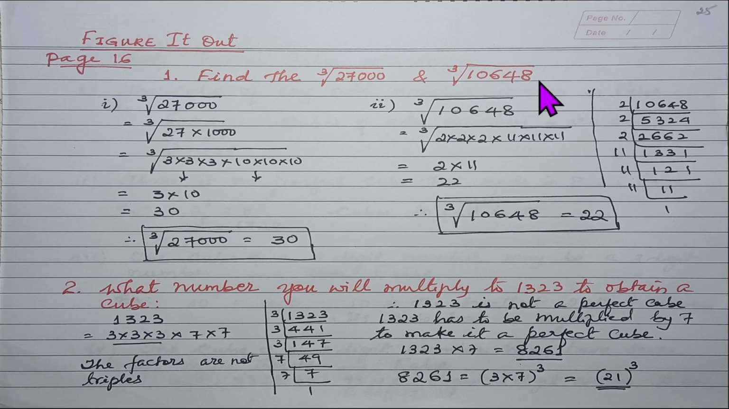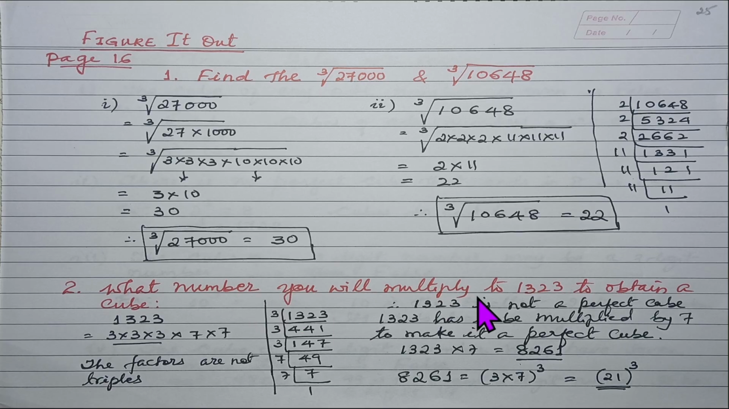Now the cube root of 10648. Find the factors of 10648. We find there is 1 triple of 2 and 1 triple of 11. Then pick one factor from the first triple and 11 from the second triple. 2 into 11 is 22. Therefore the cube root of 10648 is 22. A very simple method. Remember, you only have to find the prime factors.